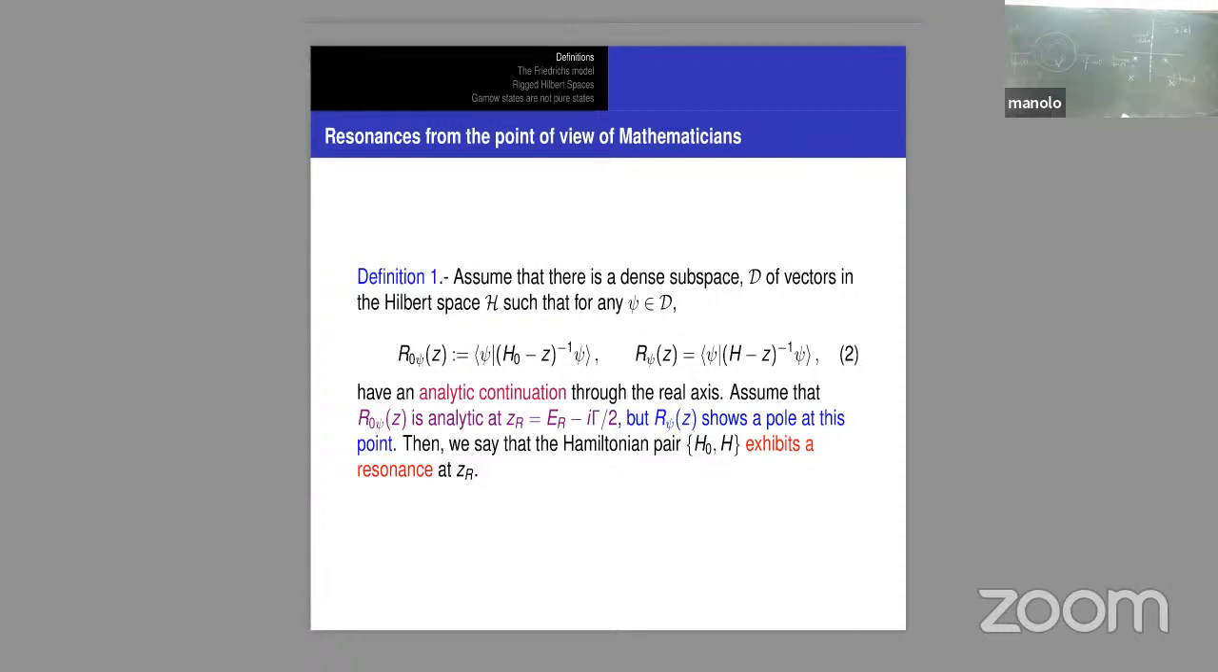Assume that the first function, involving the free Hamiltonian H0, is analytic at a certain point, zeta R equal to ER minus a positive imaginary part. But on the other hand, the other function, involving the total Hamiltonian, shows a pole at this point. Then we say that the Hamiltonian pair exhibits a resonance at the point zeta R, where ER is the resonance energy and gamma is the inverse of the mean life.